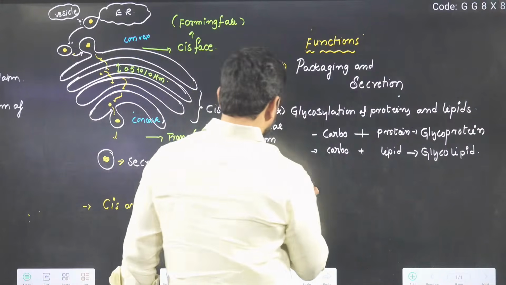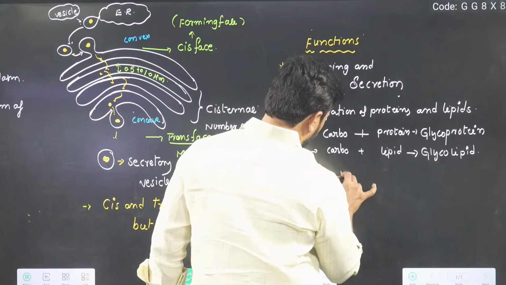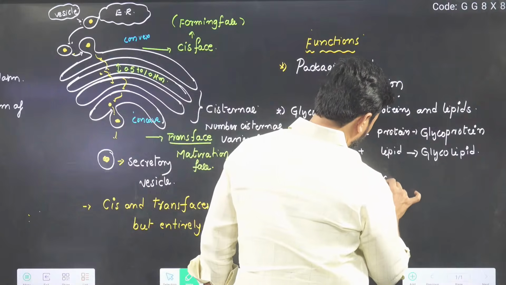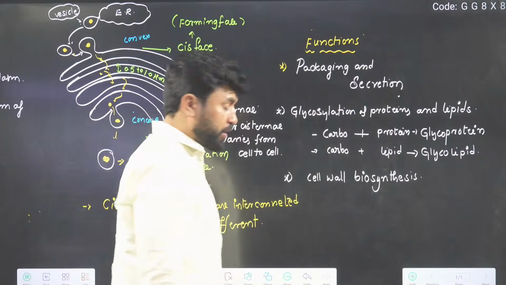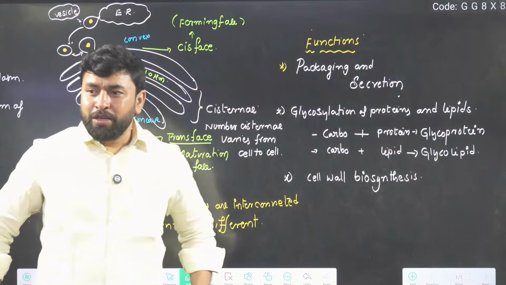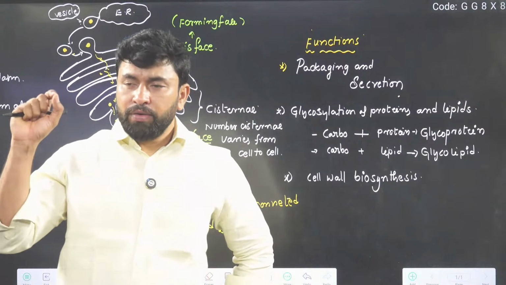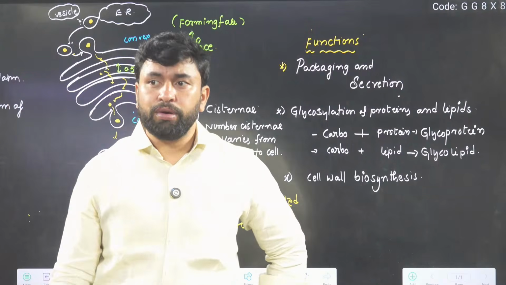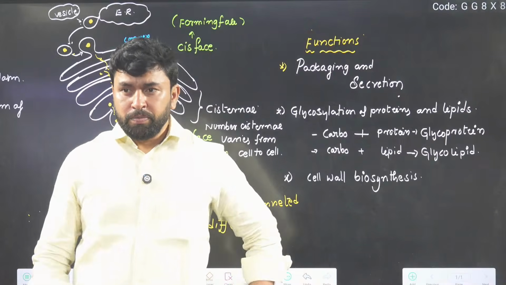Next one. Cell wall biosynthesis. Wherever there is a presence of cell wall, I am talking about eukaryotes, okay? Wherever you come across cell wall biosynthesis in eukaryotic cells, that cell wall is synthesized by our Golgi complex.